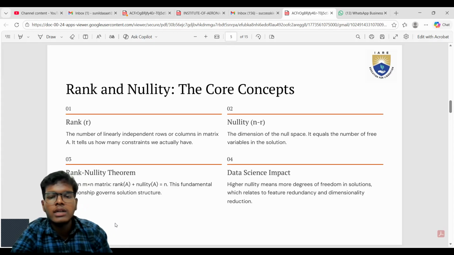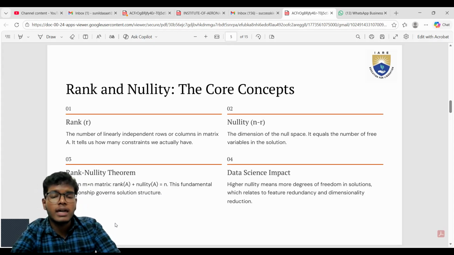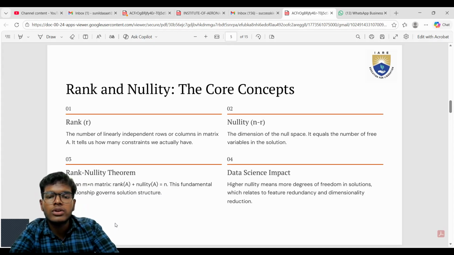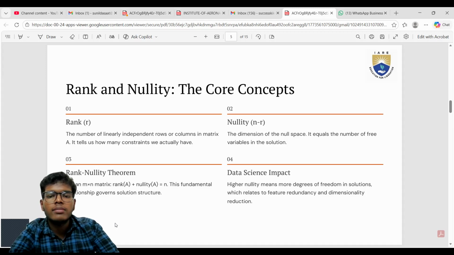Now we reach the heart of the presentation, rank and nullity. Rank is the number of linearly independent rows or columns. It represents the true information content. Nullity is the dimension of the null space, basically the number of free variables or redundant dimensions. The rank nullity theorem states that the sum of these two must equal the total number of columns n.